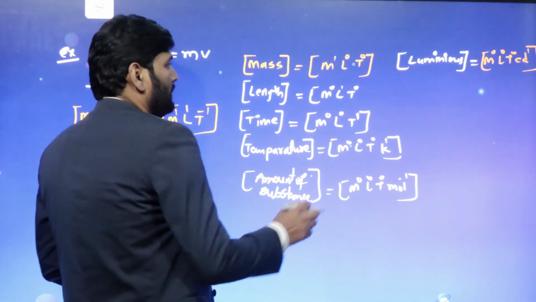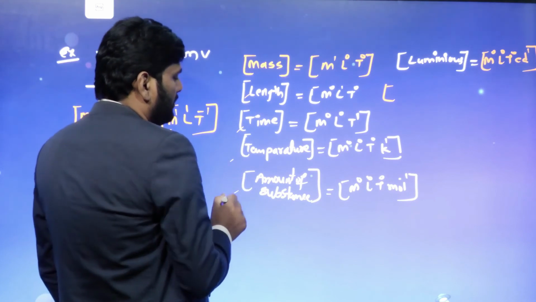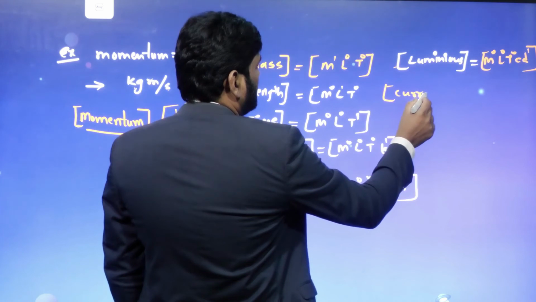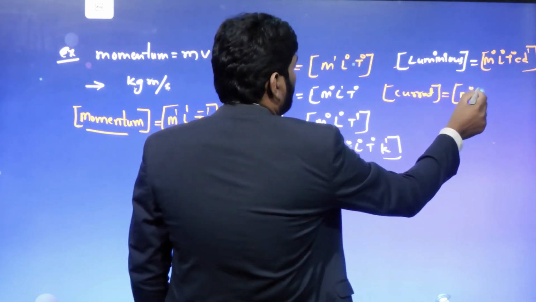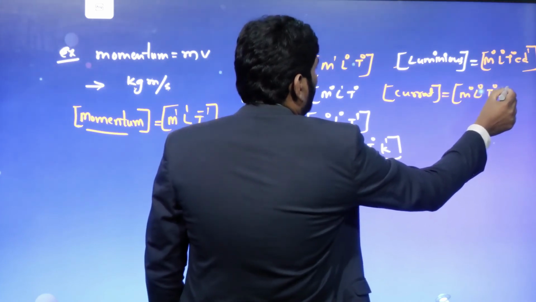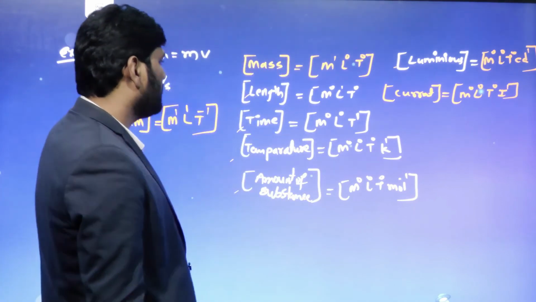And next, one more unit. We completed length, time, temperature, amount of substance, luminous intensity, current. What is the current dimension formula? M0 L0 T0 I power 1. This is the way you can express the dimension formula for fundamental quantities.